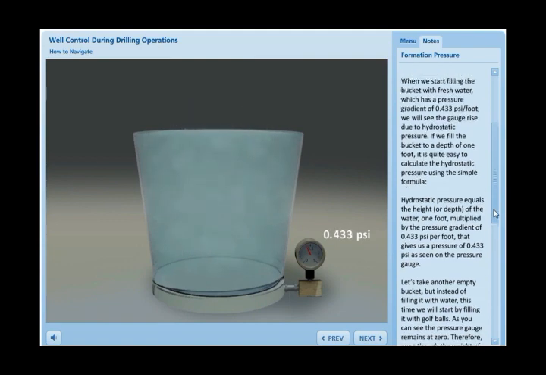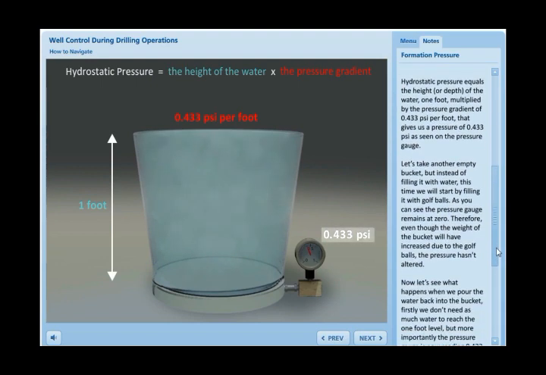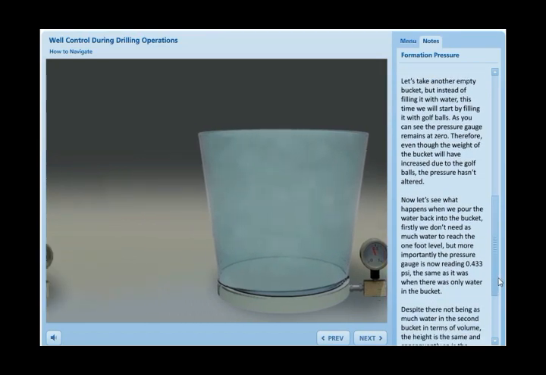If we fill the bucket to a depth of 1 foot, it is quite easy to calculate the hydrostatic pressure using the simple formula: hydrostatic pressure equals the height, or depth, of the water, 1 foot, multiplied by the pressure gradient of 0.433 psi per foot. That gives us a pressure of 0.433 psi as seen on the pressure gauge.